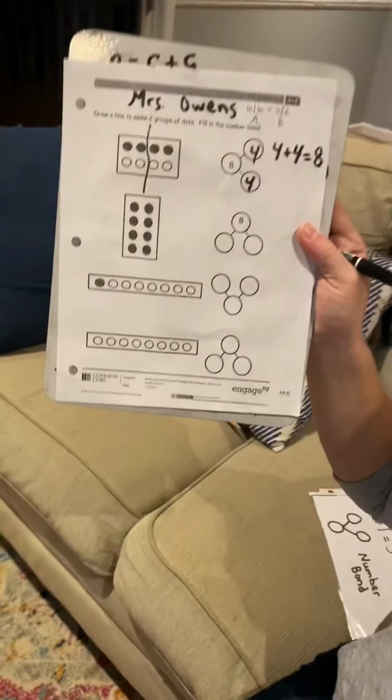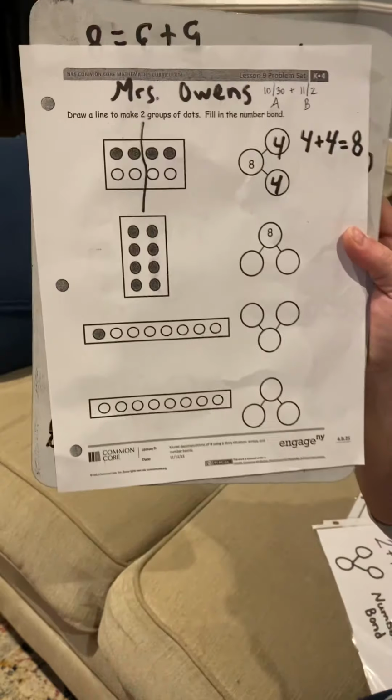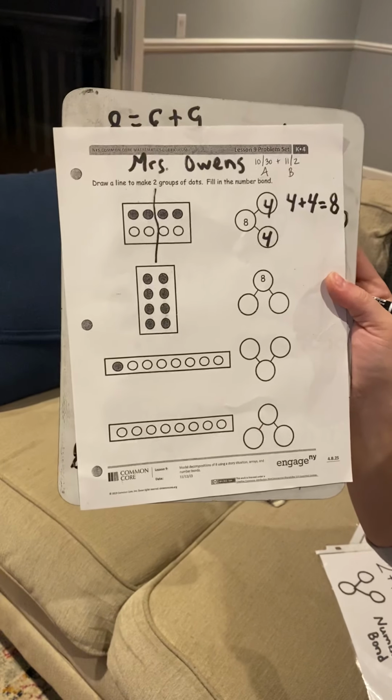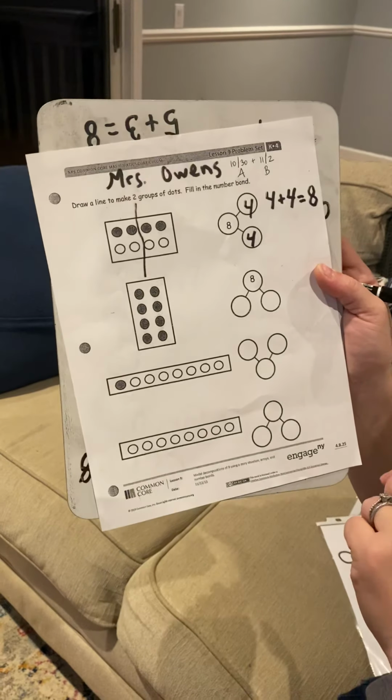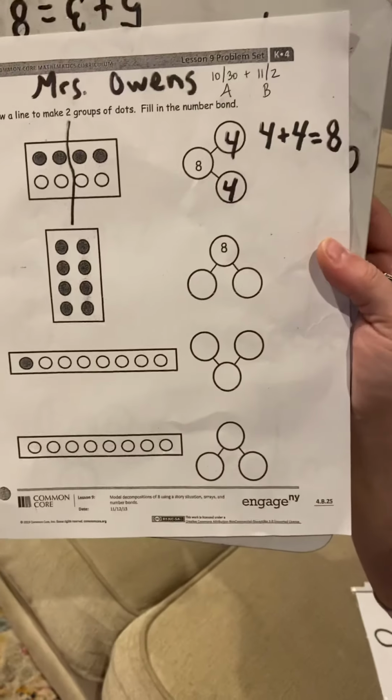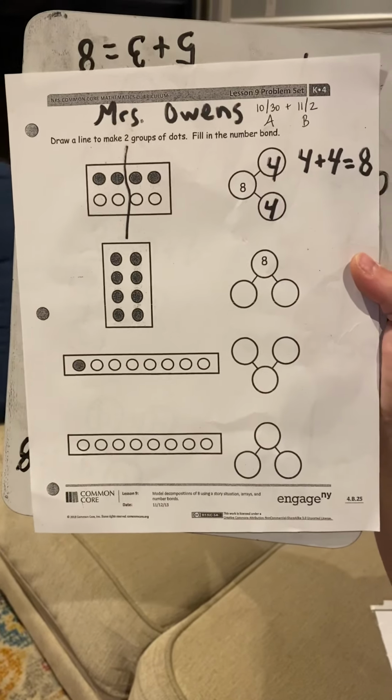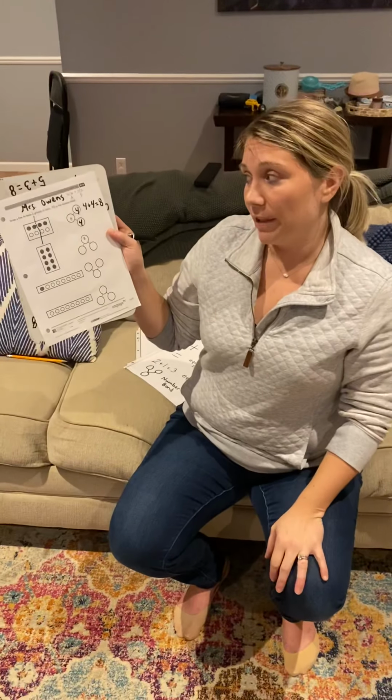There's my equation. So for the other 3 problems, friends, you draw one line in between the dots wherever you want, count the 2 parts, fill in the parts on the number bond. Remember, your total today is always going to be 8. Then take that extra step and do your equation.